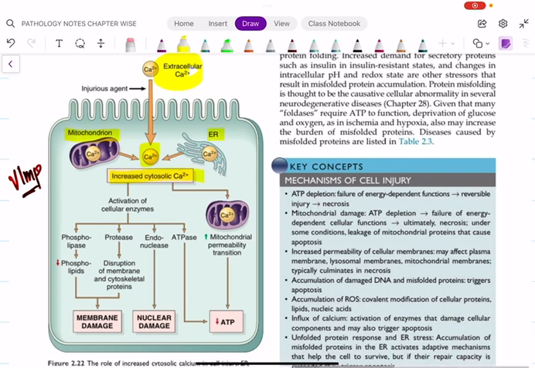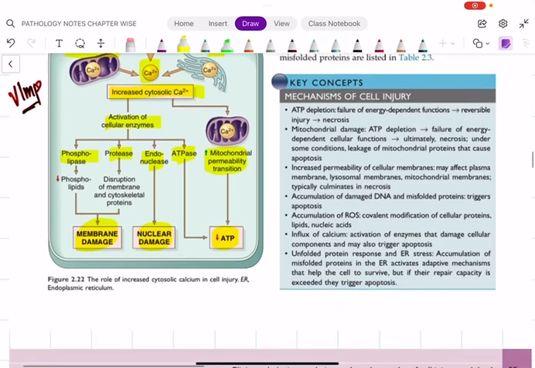As a result of injury, there will be increased cytosolic calcium, which increases mitochondrial permeability and causes a decrease in ATP. There is activation of enzymes like phospholipase, protease, endonuclease and ATPase. Endonuclease will cause nuclear damage, whereas the other two will cause membrane damage. So just draw the pictures, just focus on the pictures. Robbins means pictures and tables. Remember this as a dictum. Then it will be very easy for you to understand rather than going for routine reading.